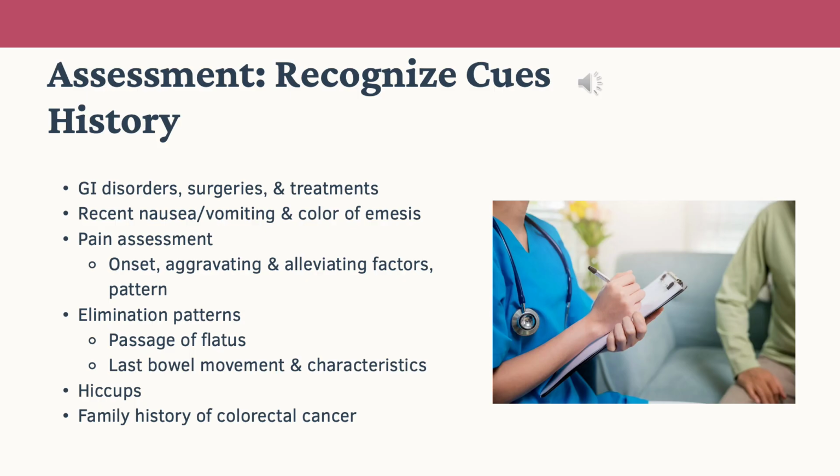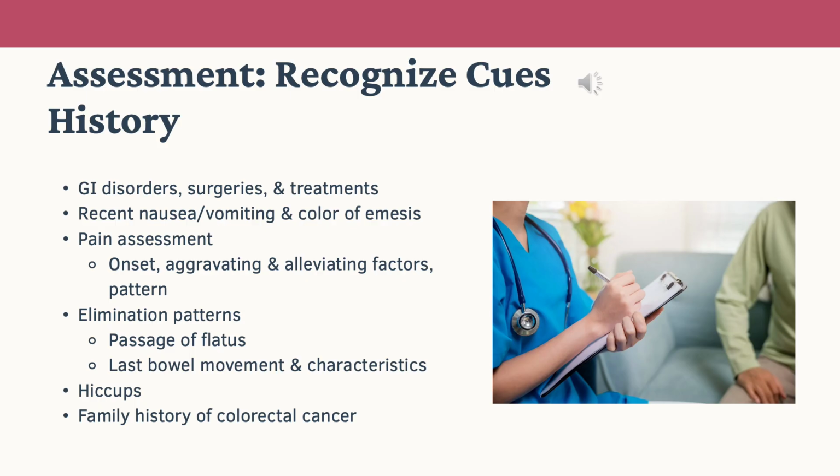We also need to assess elimination patterns, including any passage of gas, the last bowel movement, including the last day they had a bowel movement, and then the character and the consistency of that bowel movement. We may also need to ask if they have had any hiccups. This is a very common finding in all types of intestinal obstructions, and it doesn't need to be overlooked. Also, we want to explore the patient's family history, especially for any history of colorectal cancer.